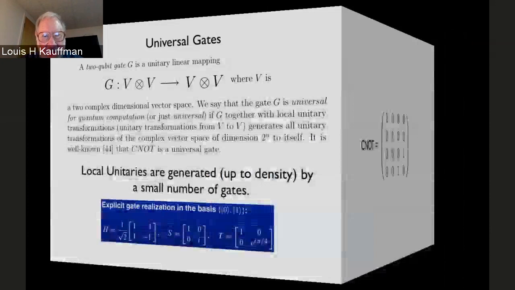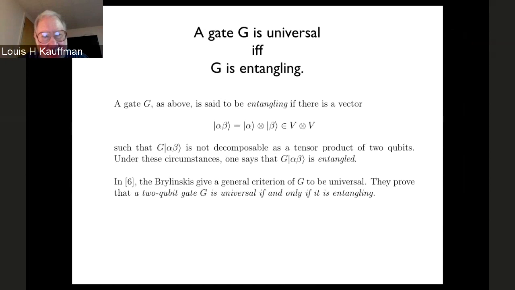And then that's where topology comes in, as you'll see in a moment. A gate is said to be entangling if there's some vector which is a tensor product, but when you apply the gate to it, it doesn't decompose into a tensor product. That's entanglement. And there's a nice story that we could go into if we had the time about what entanglement is and how it is related to measurement, and how entanglement might be related to linking and topological linking and so on.